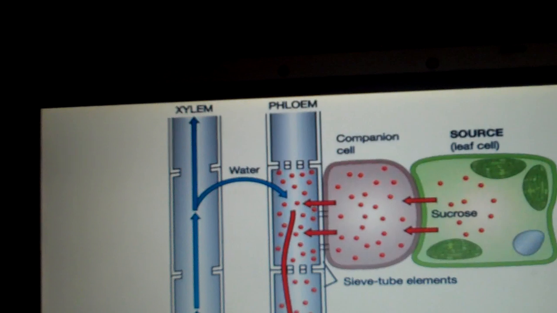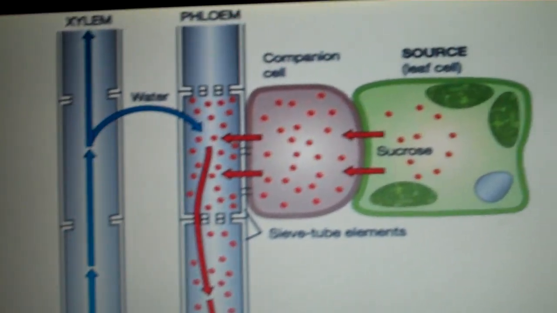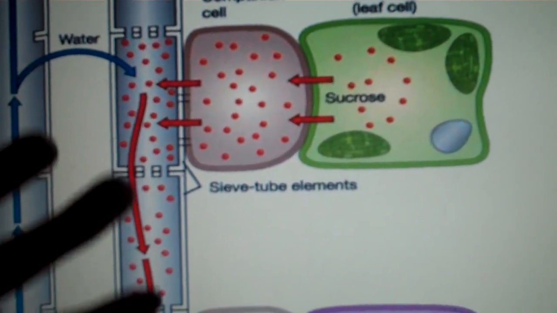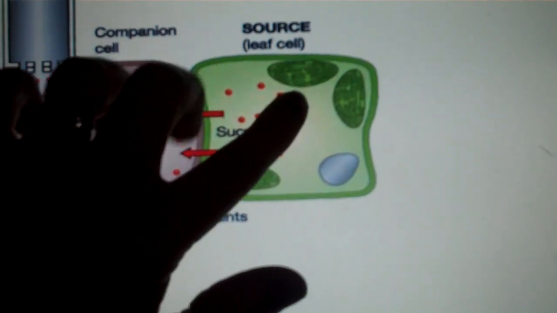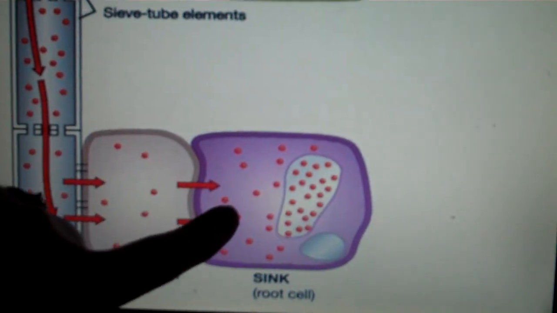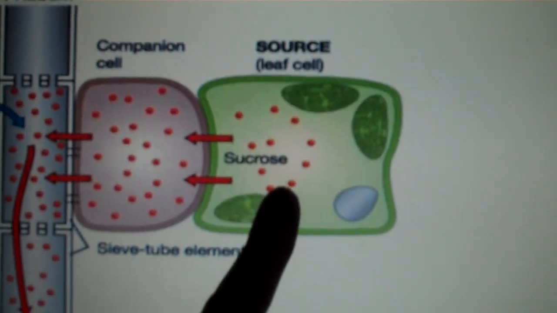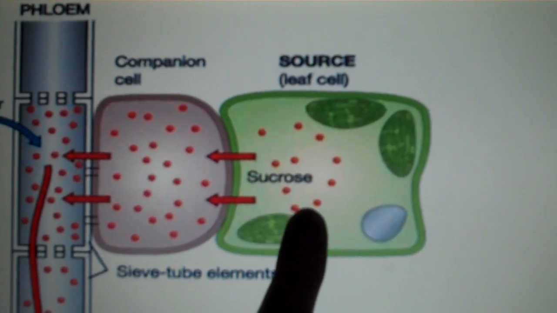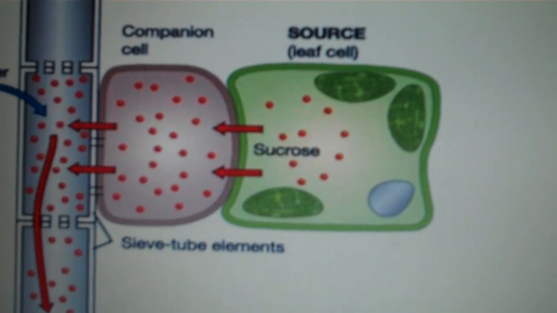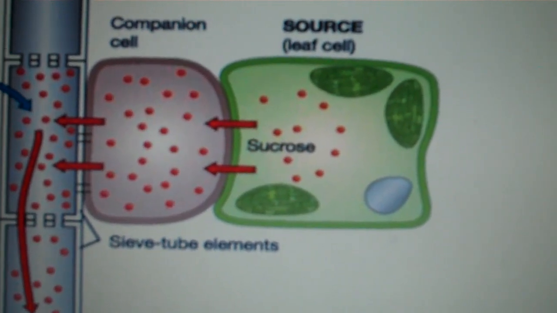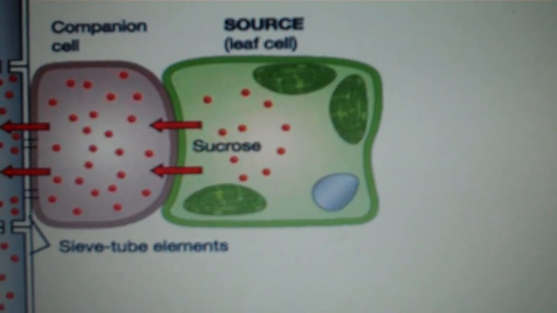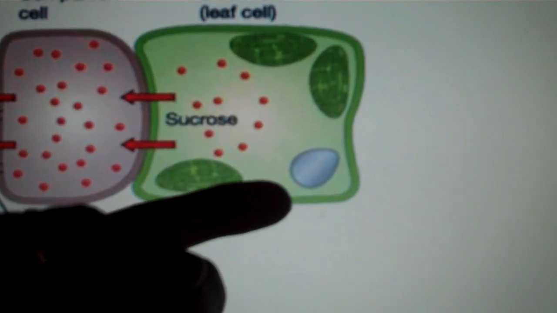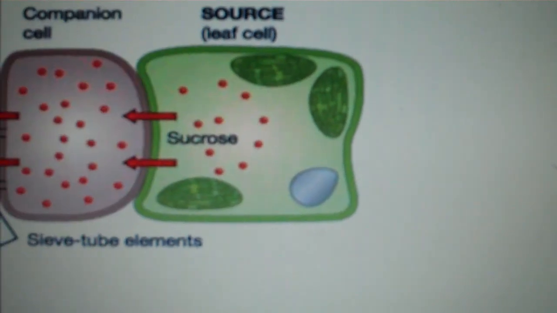Now, we have the xylem that transports water, and then we have the phloem that's going to transport sugar, for example. So it usually transports from a source, a sugar source, to a sink. The source is where the sugar comes from. Now, this is going to be a photosynthetic cell, a cell that does photosynthesis to make the sugar. Now, as the sugar builds up inside the plant cell, it's going to get full, kind of, right?